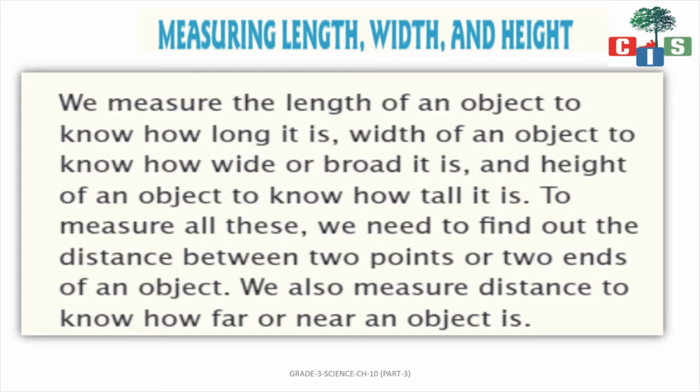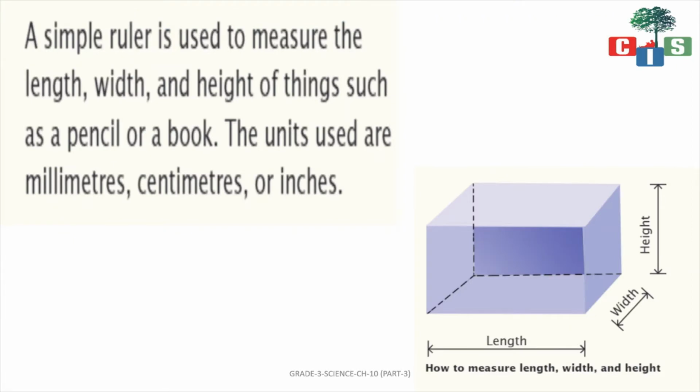Yes, so length means how long the object is. Width means how wide or broad the object is. And height means how tall the object is. To measure all these, we need to find out the distance between two points or two ends of an object. We also measure distance to know how far or near an object is. Okay, now let us see in depth.